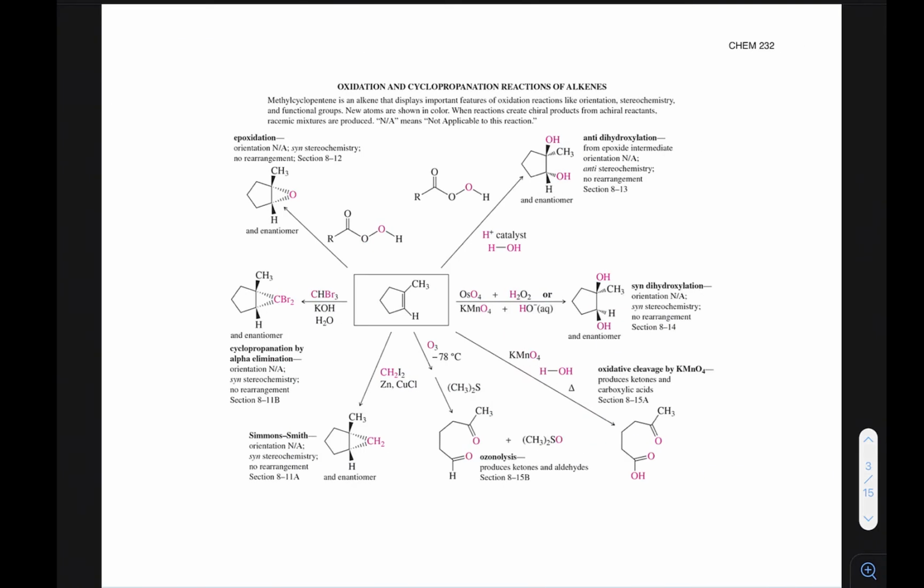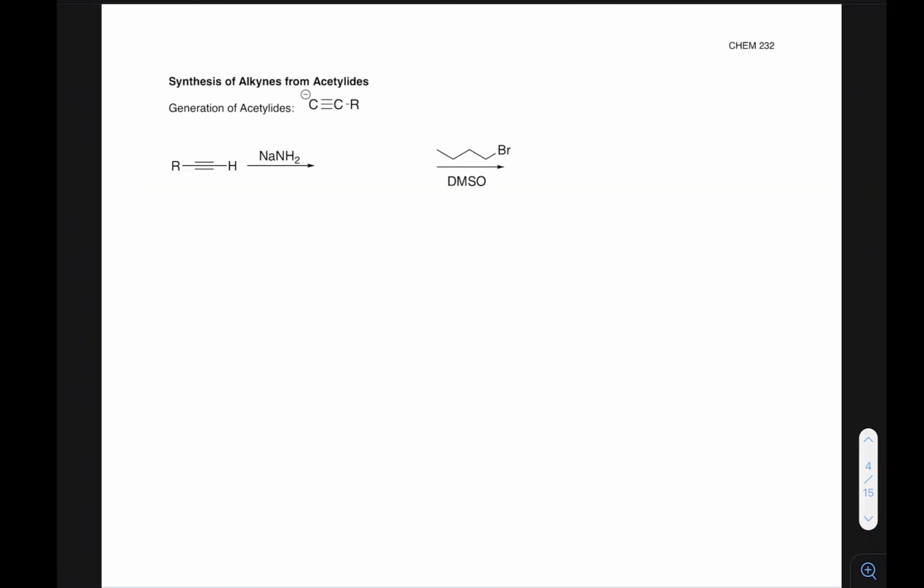So this is pulled straight from the book, and I will say, just to not have any confusion here, a couple of these reactions, I believe it's just these two, we didn't learn, but they're in the book, so you can ignore these in particular. All right, so let's start looking at some alkyne reactions here.